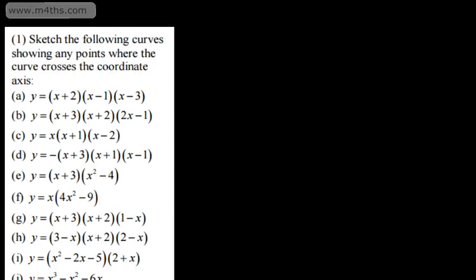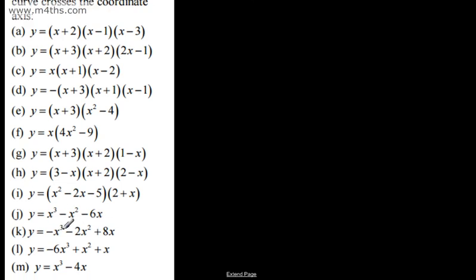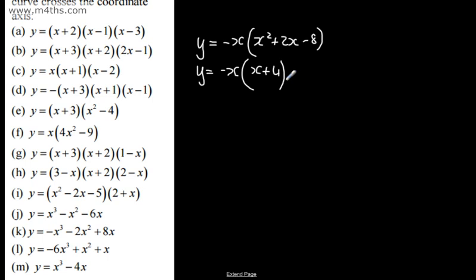Okay, let's look at the next one. This one here has got now a common factor of negative x. So we can take that out. So y is equal to negative x. That's going to give me positive x squared, then we're going to have plus 2x, and then from here, minus 8. Okay, so that looks like it's going to factor again. So y is equal to negative x, and we're going to have x plus 4 and then x minus 2.